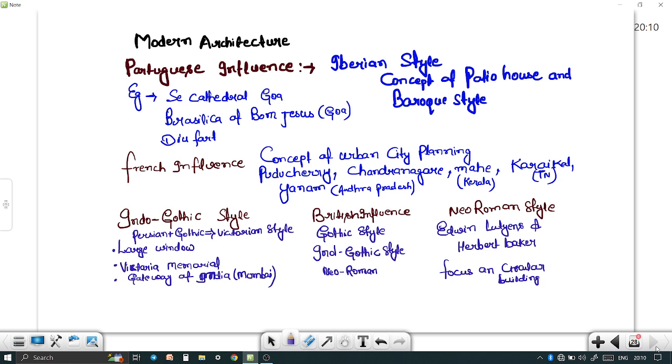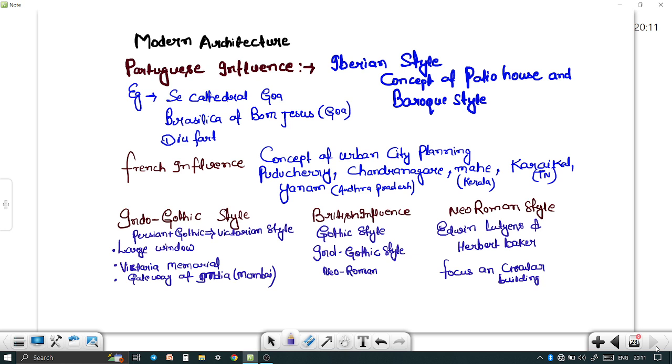The first one is the Portuguese influence. They introduced the Iberian style of architecture in India. They also introduced the concept of patio houses and the Baroque style, involving the use of contrasting colors. Examples of Portuguese construction are the Se Cathedral in Goa, Basilica of Bom Jesus in Goa, and Diu Fort.